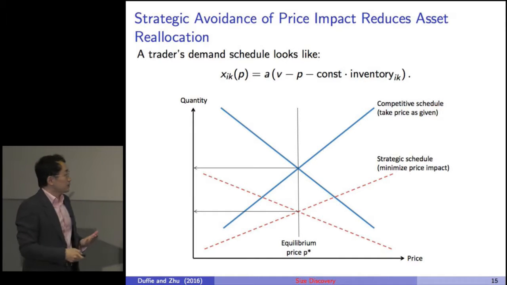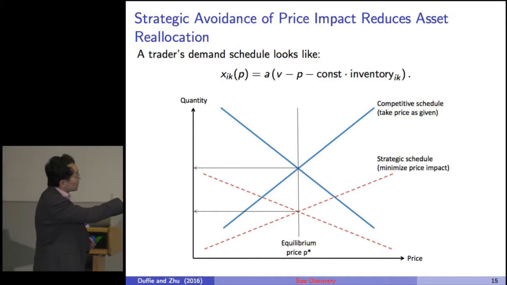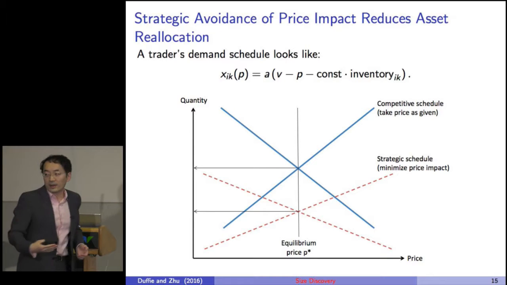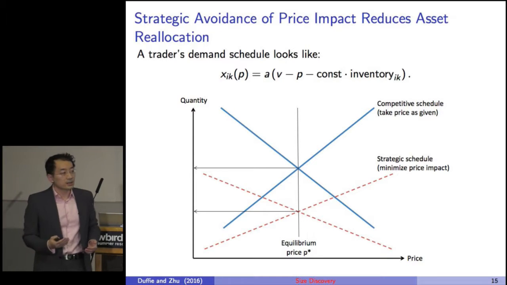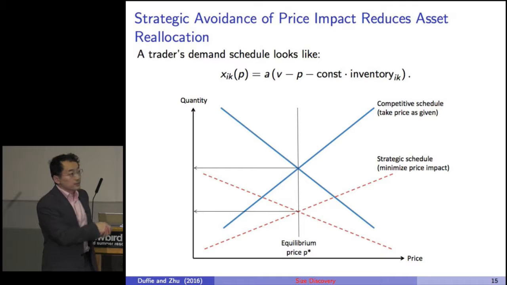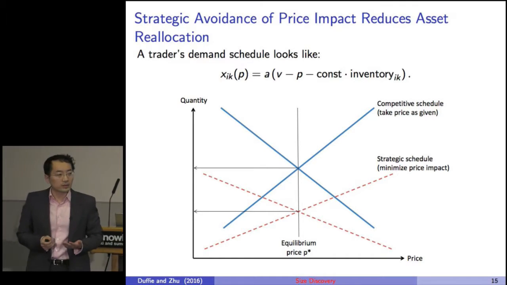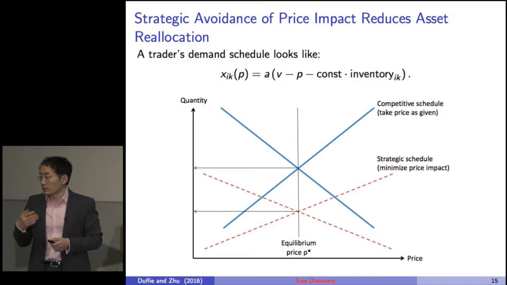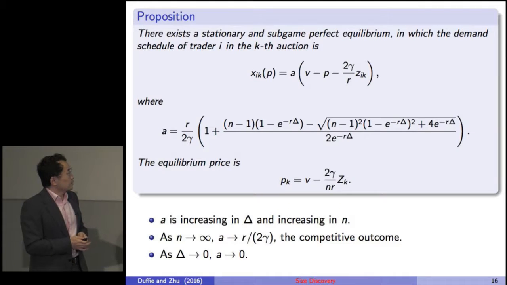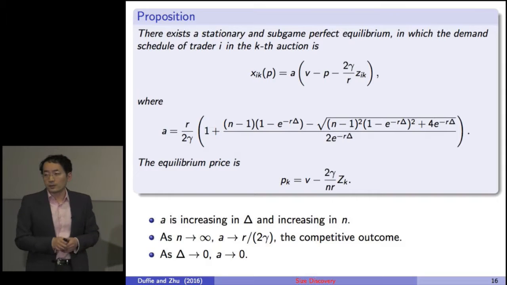In this particular example and in this model, the price stays the same, but how much allocation of asset takes place at the price is much lower. You can see it's here instead of here, right? Now, this is the source of inefficient allocation when people take into account price impact, and they try to avoid them. Now, more formally, the demand schedule has a simple form.